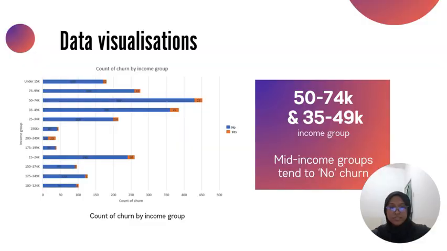Lastly, this bar chart shows the count of churn by income group. The largest loyal customer base is concentrated in the mid-income groups, particularly 50 to 74K and 35 to 49K, suggesting that these segments form the core of the customer population. However, higher income groups such as 175 to 199K and 250K and above have lower participation, which may represent an opportunity for the company to design more tailored campaigns to increase engagement among these customers.